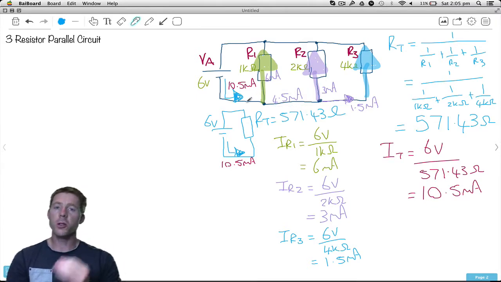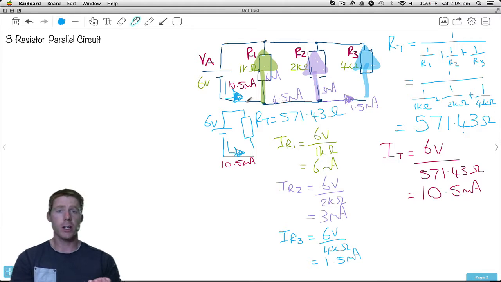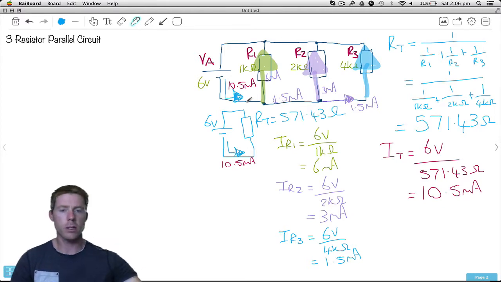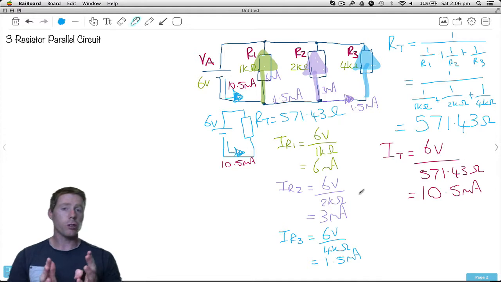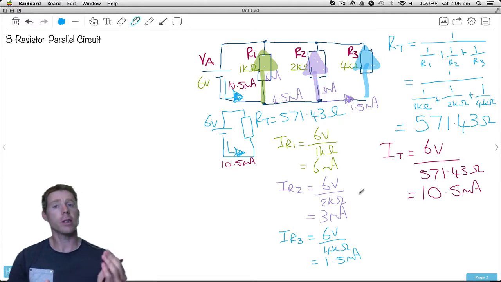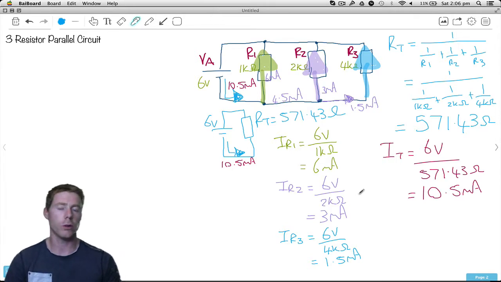Now notice the smallest resistor got the most current, which makes perfect sense, because the lower the value of resistance, the more current you do get. We can also see with the particular values of resistors that I've chosen, we start with 1K and then we double that to 2K. As we double the resistance, we halve the amount of current. As we double from 2K to 4K, we halve the current again. 3 milliamps has gone to 1.5. We can work with these ratios. The bigger the resistor is, the less current you get going through it. The other way of saying that is the smaller the resistor is, the more current you actually get going.